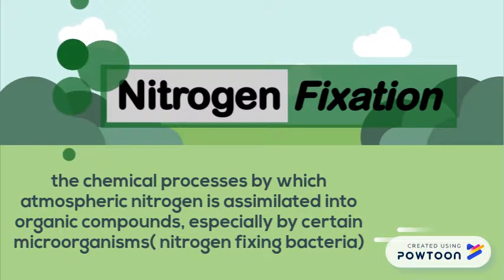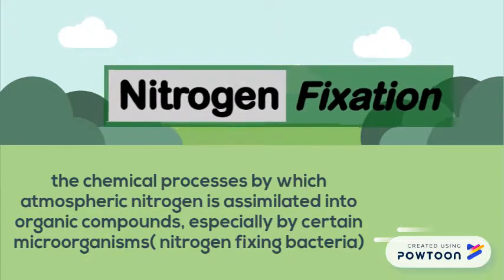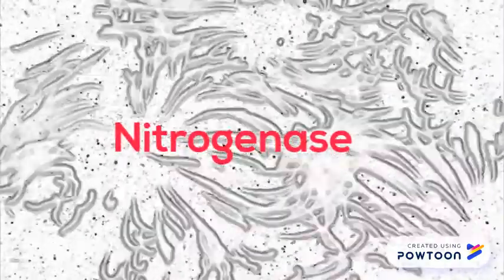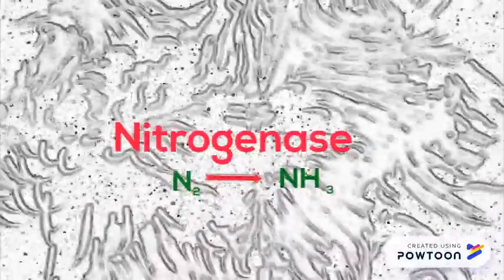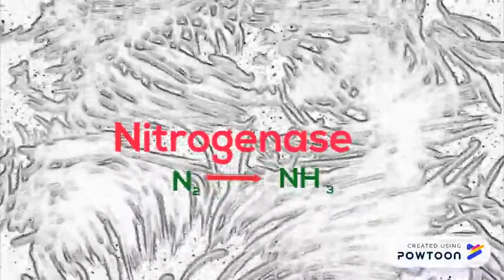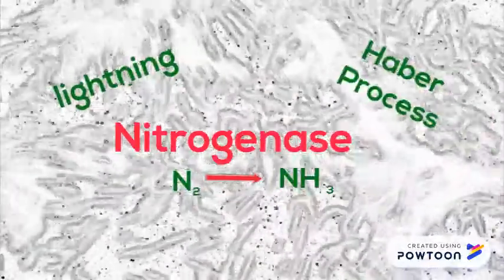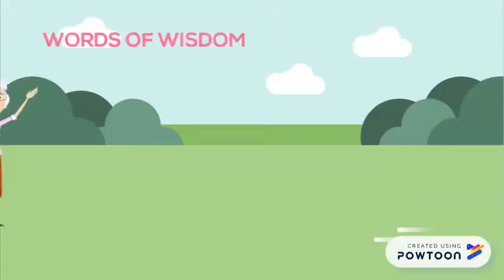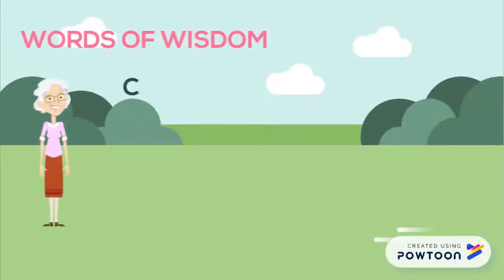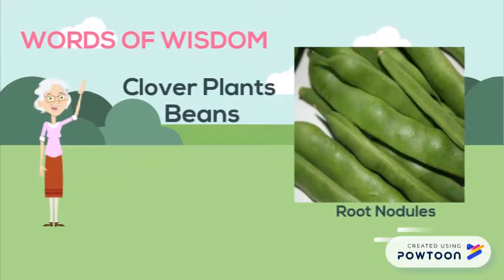Nitrogen fixation: the chemical process by which atmospheric nitrogen is assimilated into organic compounds, especially by certain microorganisms. Which brings us to the enzyme nitrogenase, which is the only biological enzyme which can change nitrogen gas into ammonia. This can also be done with things like lightning, the Haber process, and car engines, but we will talk about that a little later. Words of wisdom. You should grow things such as clover plants and vines, because on their root nodules you're gonna love that bacteria.